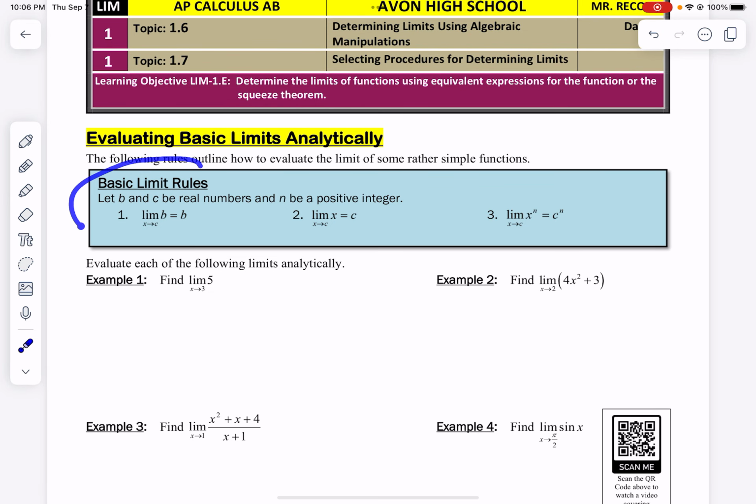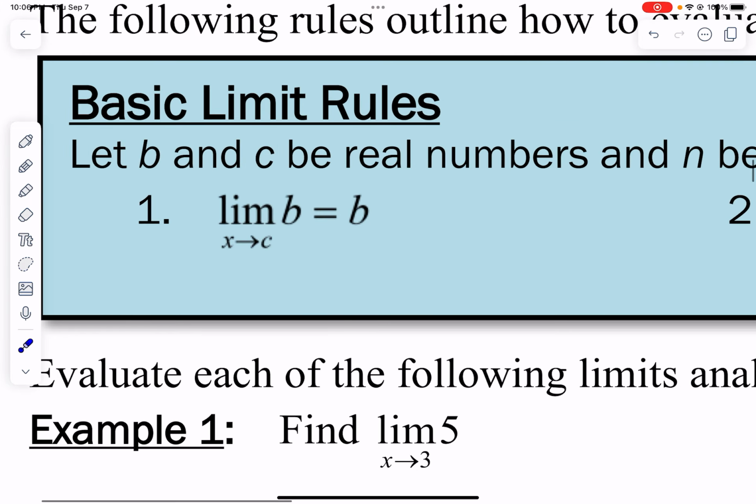If you look at this table right here, they give you 3 different basic limit rules. Let's just go over them really quick. I always think it's best to go right into the examples so that we can get a sense of how these limits should work. For number 1, we have the limit as x approaches c of some constant, and that'll just be equal to the constant itself. And we'll look at that in example number 1.